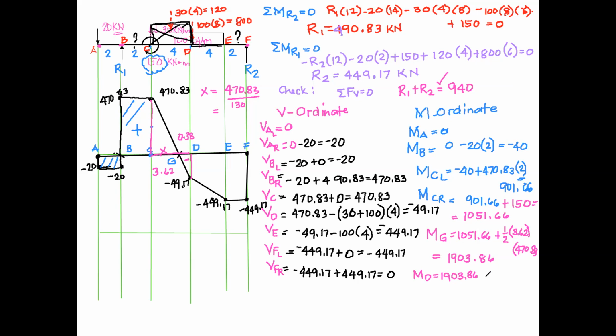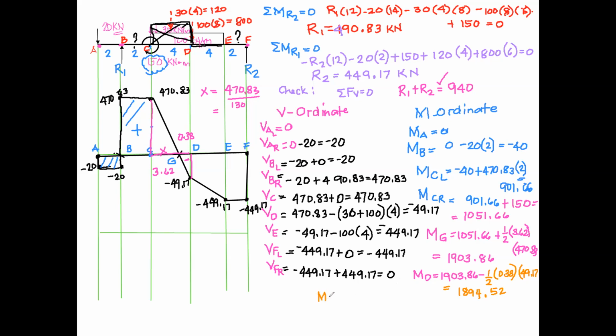Okay, minus na to. Triangle kasi. Minus 1/2. Base is 0.38. Height is 49.17. Okay, moment at D. 0.5 times 0.38 times 49.17 gives 1894.52 at D. Tapos dalawa na lang, moment at E at moment at F.